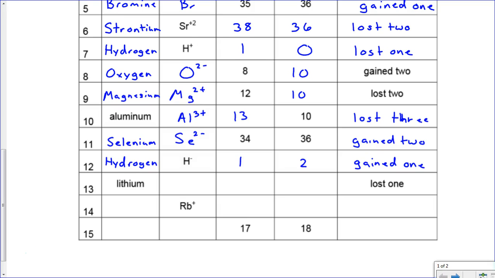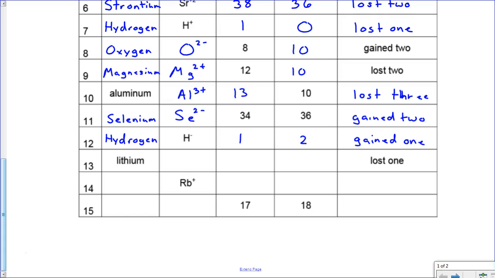For lithium, that symbol Li, it's atomic number 3, so that means it has 3 protons. It lost one of its electrons then, so it only has 2 electrons. Rb is rubidium.